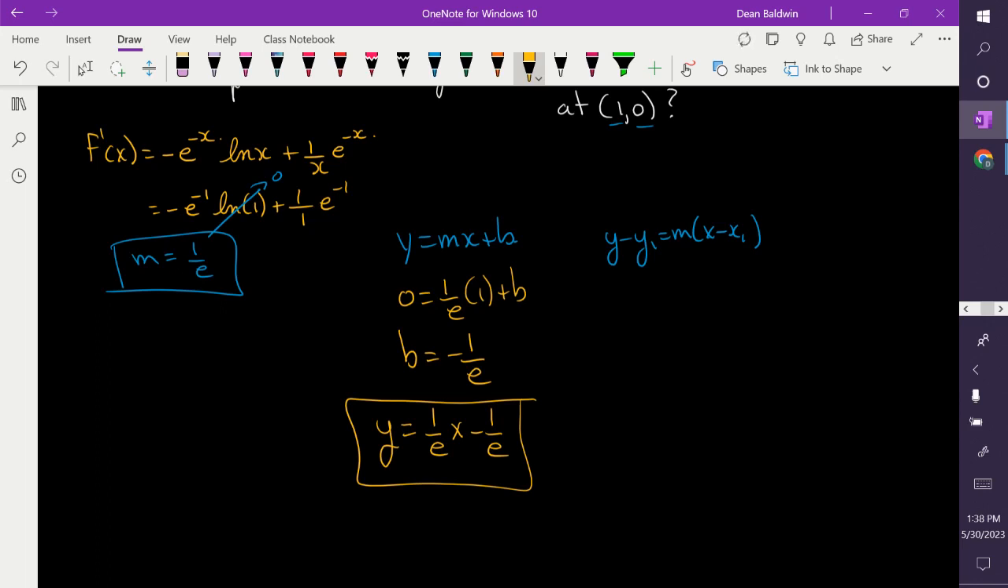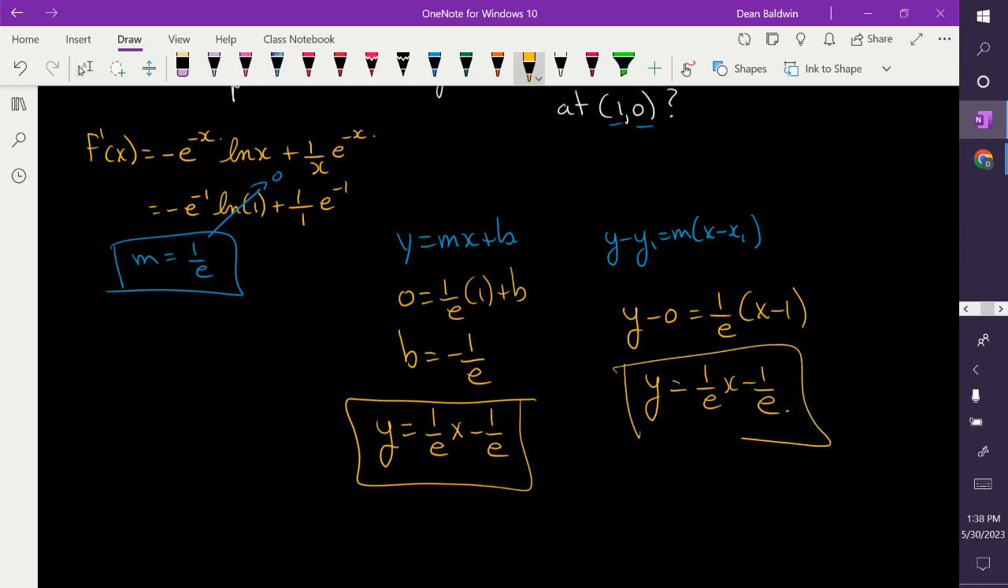If you use the other one, your x and your y go in. So you get y minus 0 equals m times x minus 1, which gives me the same thing. That is the equation of the tangent line.